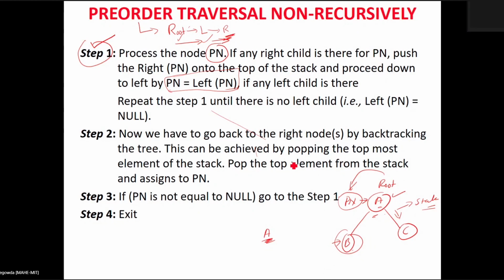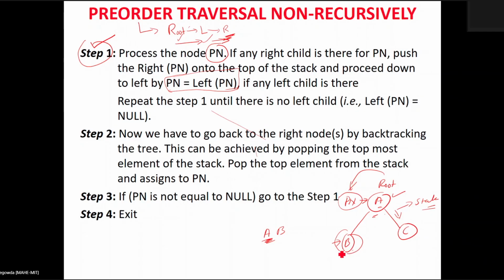Next, I have to process B. Now I'm going to output the B value. After that, I'm going to check whether B has a right subtree or not. But B doesn't have any right subtree, so there is no pointer value to be pushed onto the stack. Then I'm going to check whether the left child is there for B.